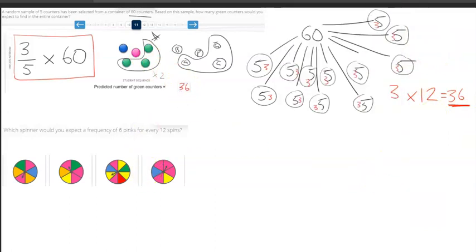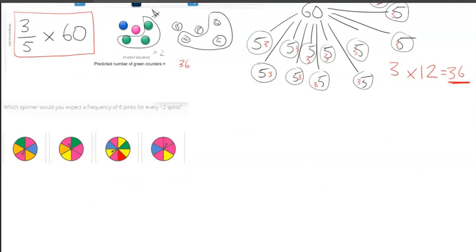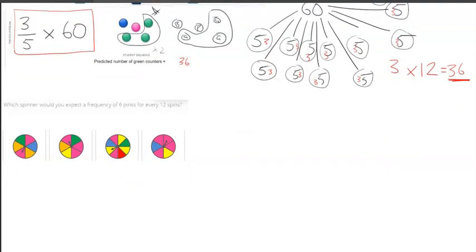The last question: which spinner would you expect a frequency of 6 pinks for every 12 spins? All right, so what's this asking? Let's just say you were given this little spinner, and they had 2 pinks, a green, 2 mustards, I guess, and 1 blue. And they said, okay, spin it 12 times. And you spin it 12 times.